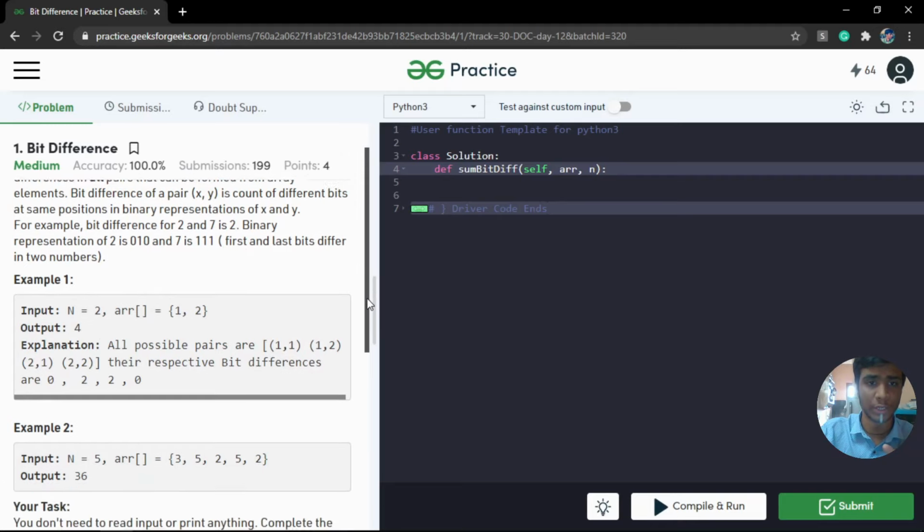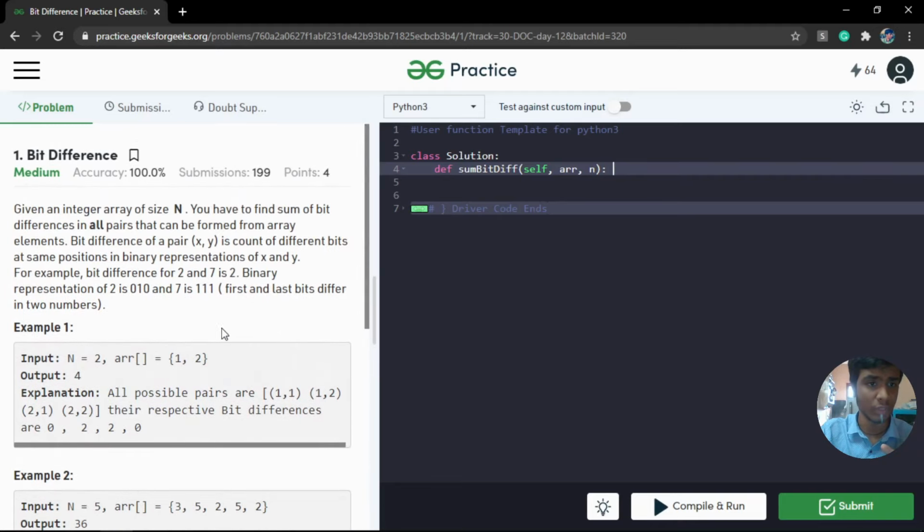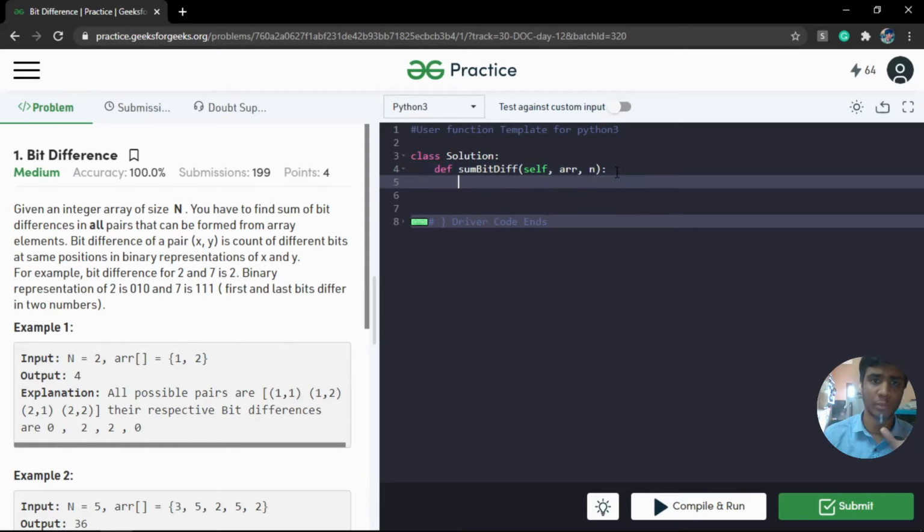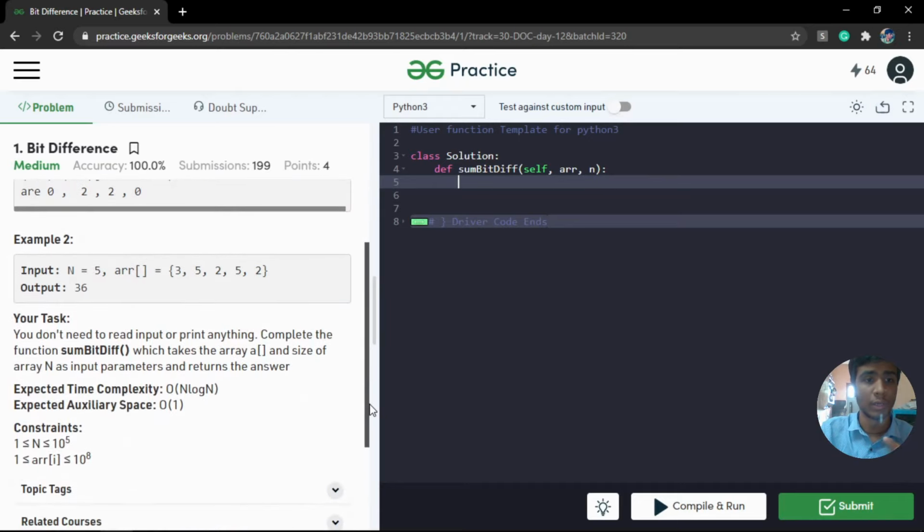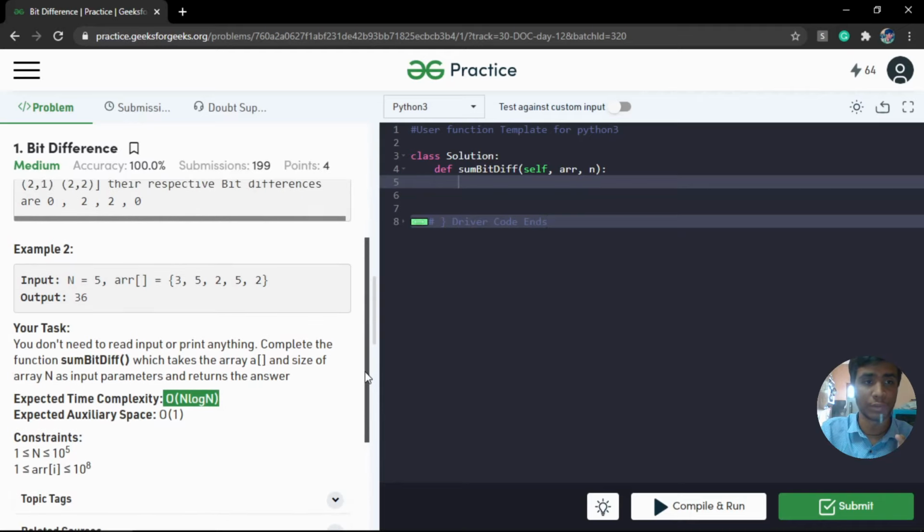The problem statement is pretty intuitive to understand, and there are a couple of approaches to solving this problem. The first approach is a simple brute force, that is, run two loops and find all the pairs, and for each pair compare each bit of these two numbers, that is, compare all the 32 bits, and if you find any mismatches, then update the global answer. But that is going to run in n square complexity, but our problem statement asks us to solve this in big O of n log n or less, and you have to do it in constant space, right?